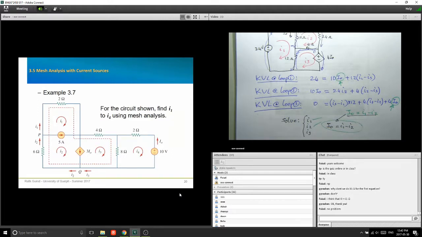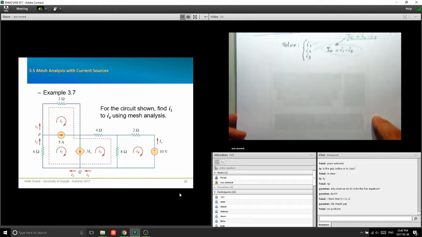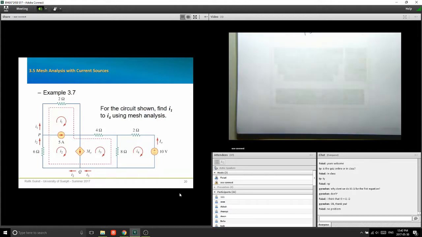Okay. We have one example here. For the circuit shown, find I1 to I4 using mesh analysis. We're looking for the 4 mesh currents. Okay. You have two current sources, right? You have the 5 amp current source between meshes 1 and 2. And then you also have the 3I0 current source between meshes 2 and 3.